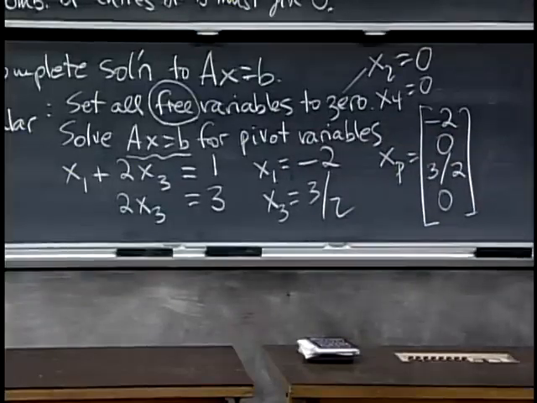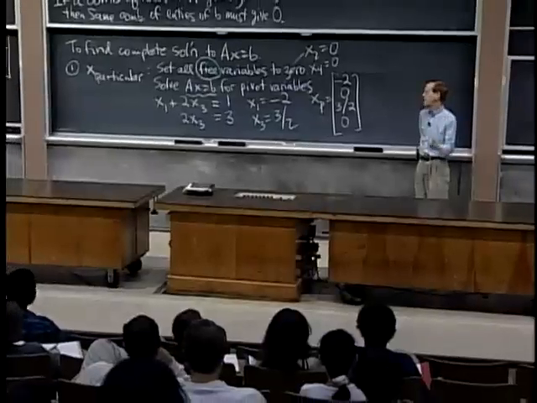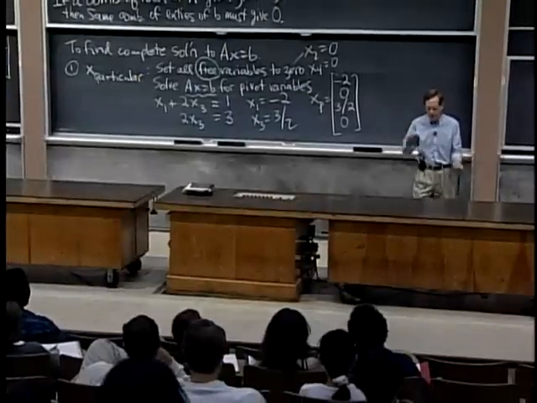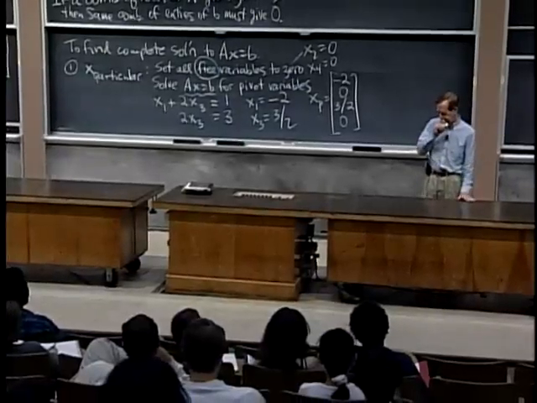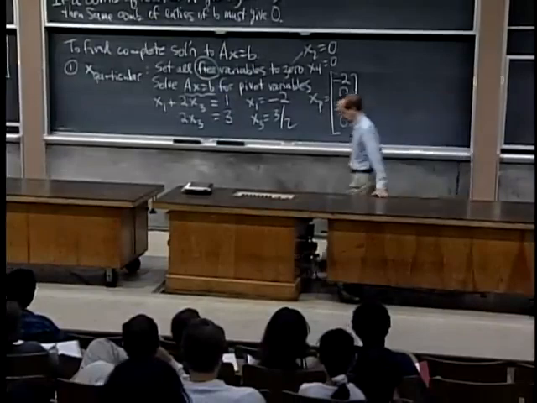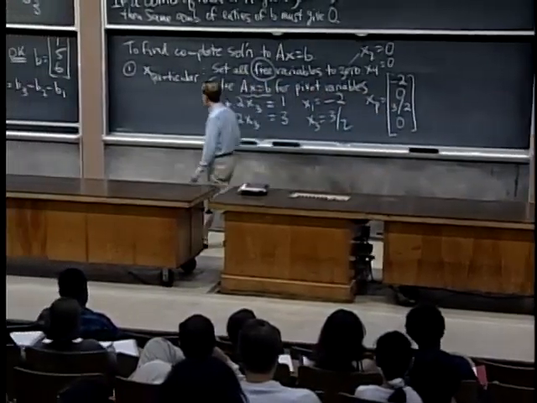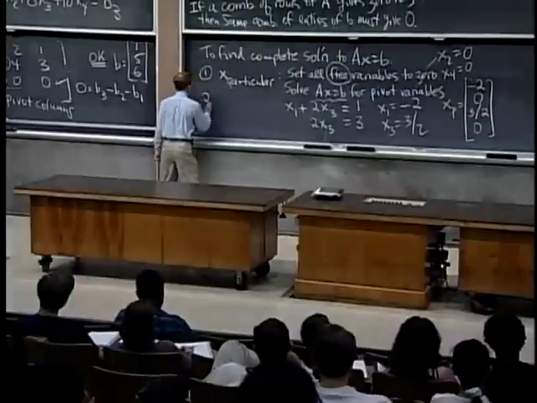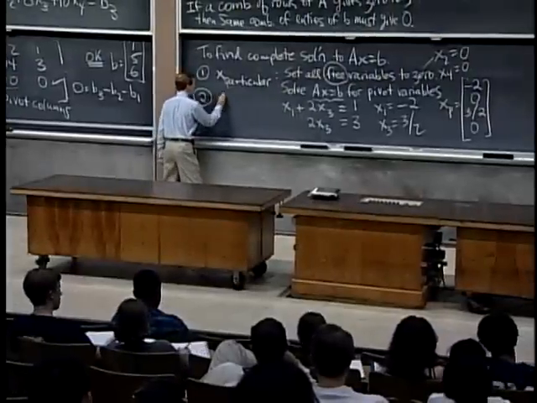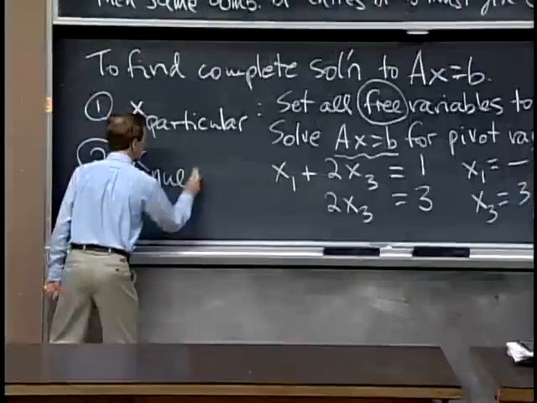Okay, now, but that's only one solution, and now I'm looking for all. So how do I find the rest? The point is I can add on x, anything out of the null space.